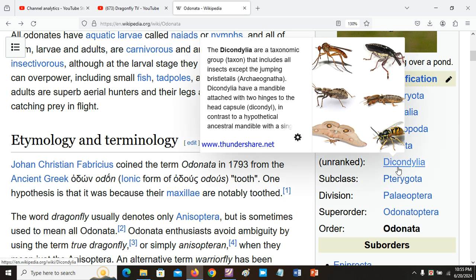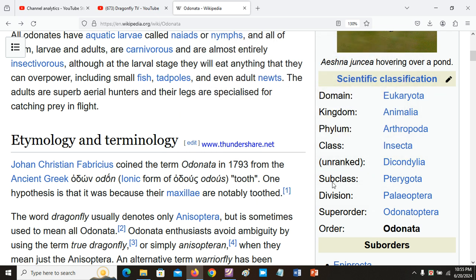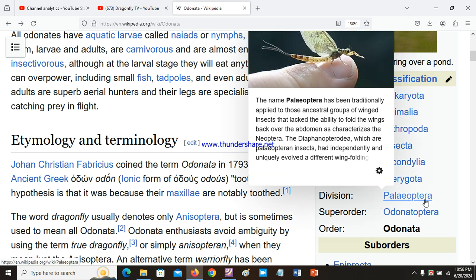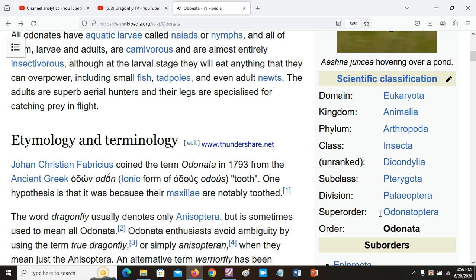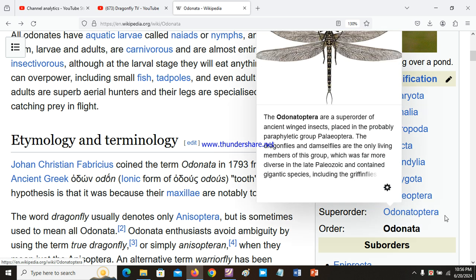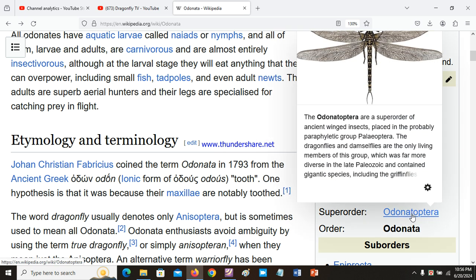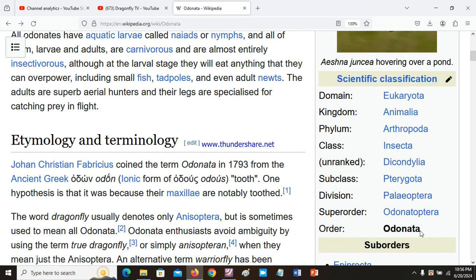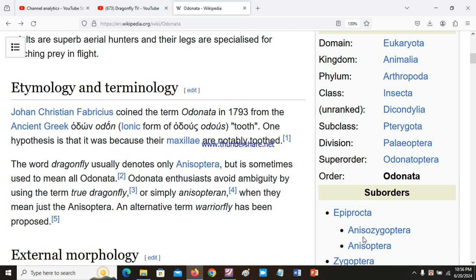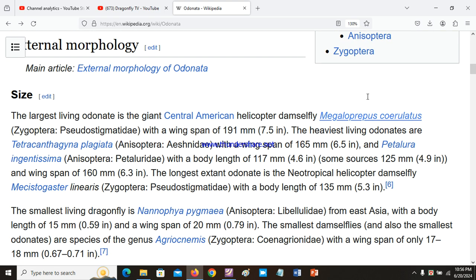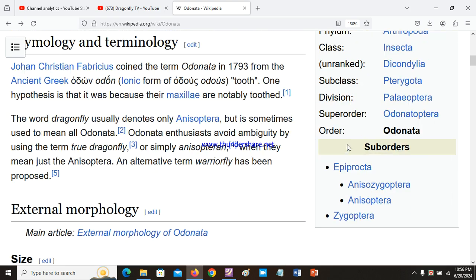Dicondylia, subclass Pterygota, division Paleoptera, superorder Odonatoptera, order Odonata. And here some suborders, Epiprocta and Zygoptera.